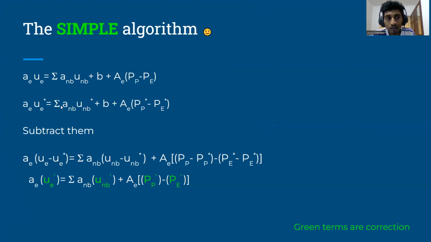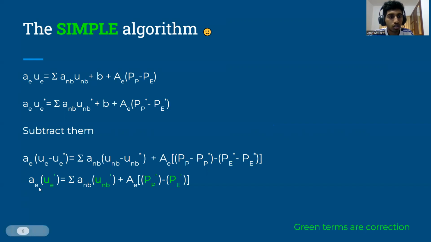minus pE star. When we subtract the second equation from the first equation, we will get aE into uE minus uE star equal to the summation of a_nb into u_nb minus u_nb star plus AE into the pressure difference. We'll get an expression like this. If we look at this, we can see that this was the correct velocity field in the x direction, and this is the incorrect velocity field we got when we guessed the value of pressure. So this is the correction needed to the velocity field.